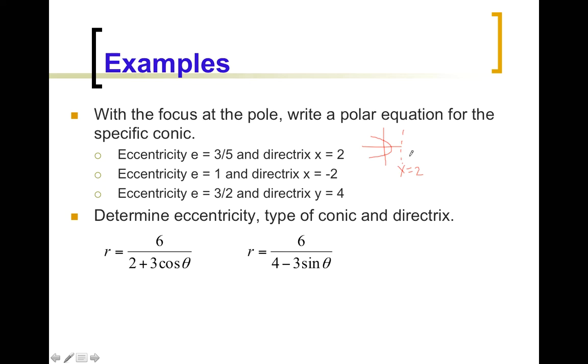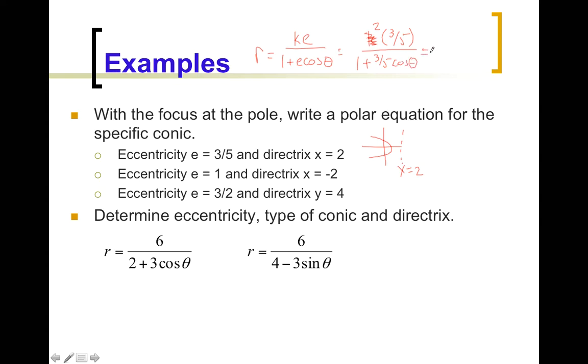And then it just comes down to plugging it into your equation. I'm going to write it up here so I can delete it: r equals ke over 1 plus e cosine theta. And you just plug in what you know. You know k is 2, e is 3/5. I don't know why I didn't write a 2 right there. Over 1 plus 3/5 cosine theta.